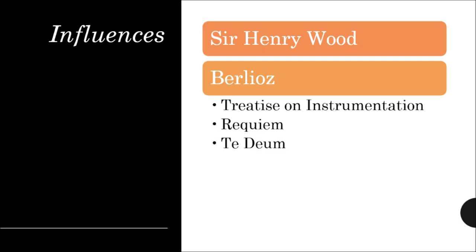In particular, we need to look at three works of Berlioz, one literary and two musical. The first is, of course, his Treatise on Instrumentation. We also need to look at Berlioz's Requiem, his largest work, and his Te Deum. Incidentally, Brian's Gothic Symphony uses the Te Deum as its primary text.